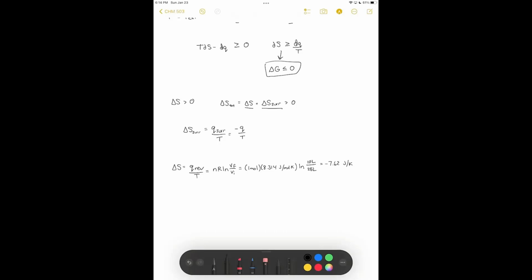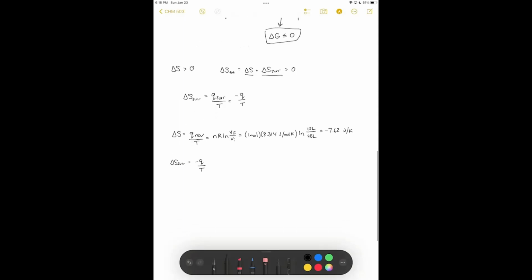So we might look at this and say, this is a negative entropy. This is an unnatural process. But before we do that, let's actually calculate the entropy change of the surroundings. So delta S for the surroundings is equal to negative Q of the system over T. In this case, it's equal to the positive work of the system over T.